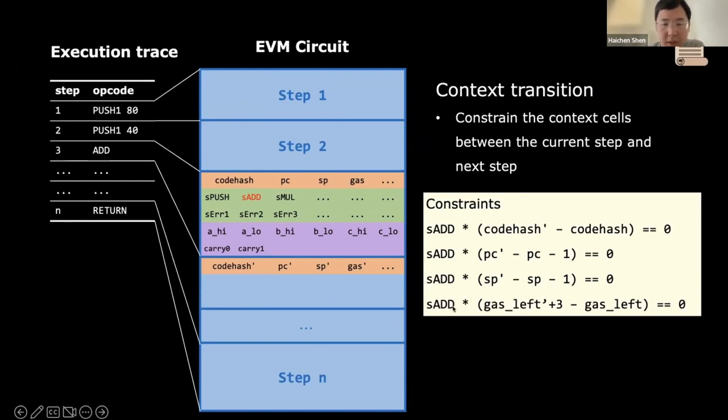And then also, you notice that here we need to also multiply by the S add here. Because the context transition constraint will also be specific to every opcode you executed. So for different opcodes, the stack pointer may have different changes, and also the gas cost for different opcodes will be different. That's why you need to multiply the current selector for this opcode as well for those constraints for the context transition.